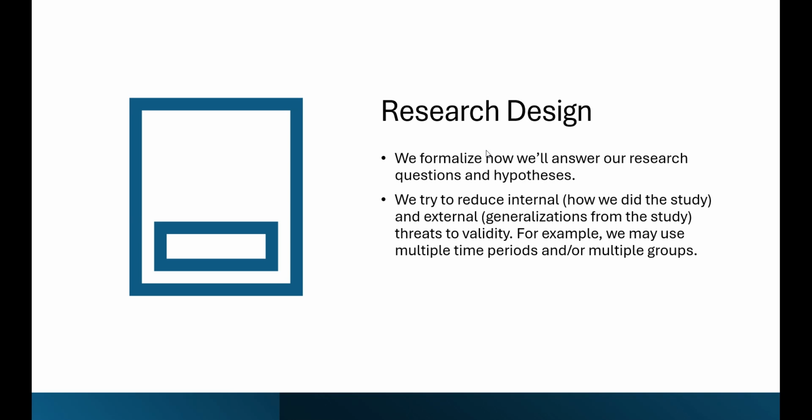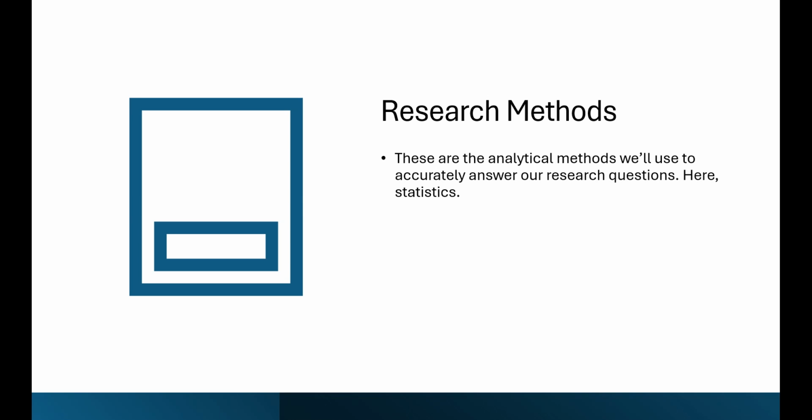We have our research design, and this is where we formalize how we'll answer our research questions and hypotheses. We try to reduce internal and external threats to validity. Internal threats pertain to how we did the study, and external threats pertain to generalizations from the study. For example, we may use multiple time periods and or multiple groups to strengthen our validity. And that brings us to research methods. These are the analytical methods we'll use to accurately answer our research questions. Here are statistics.